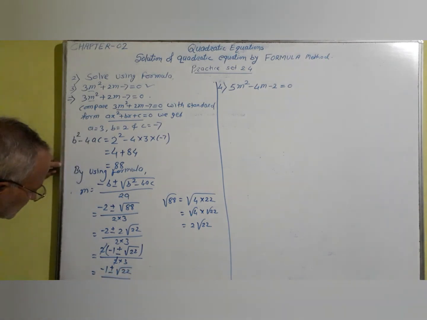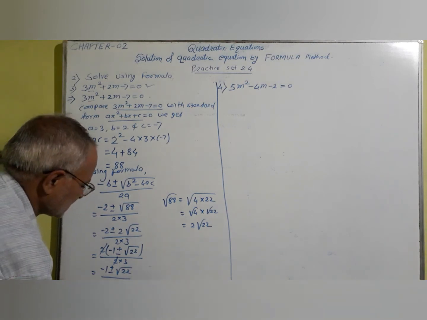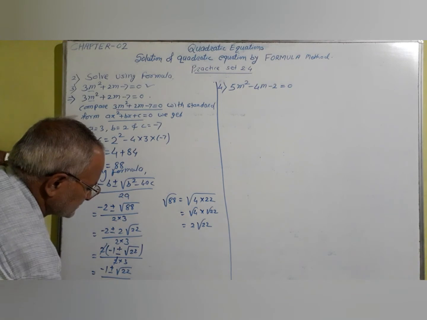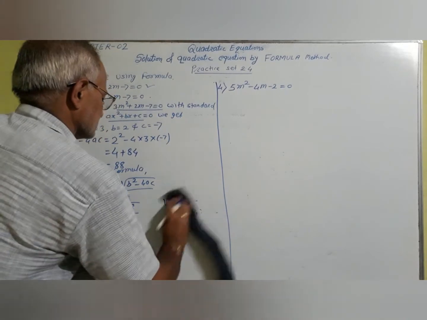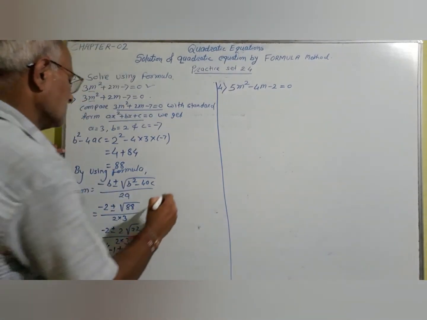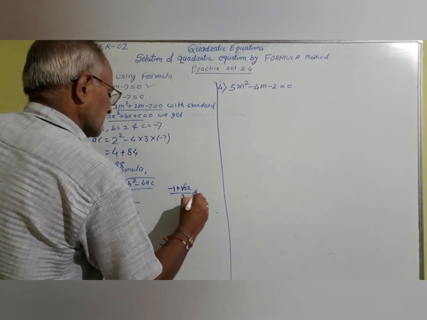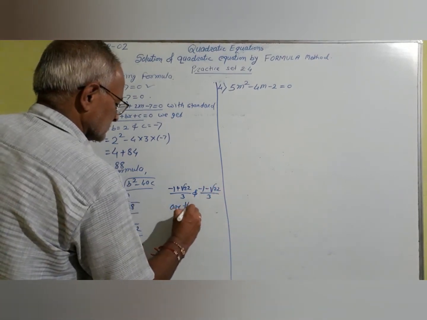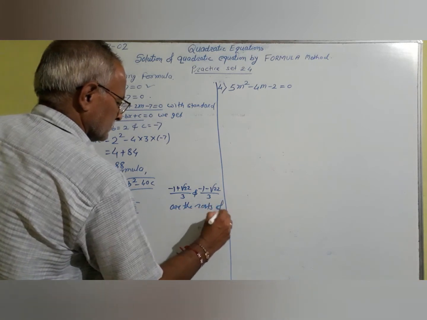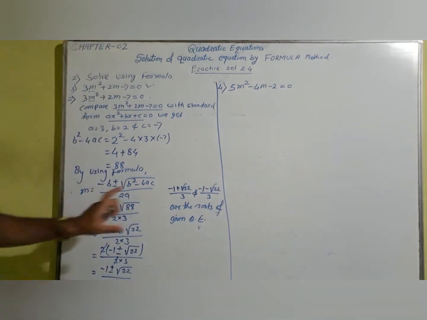Therefore m is equal to minus 1 plus square root of 22 upon 3, and m is equal to minus 1 minus square root of 22 upon 3, and the answer is minus 1 plus square root of 22 upon 3 and minus 1 minus square root of 22 upon 3 are the roots of the given quadratic equation. Now this is the answer.